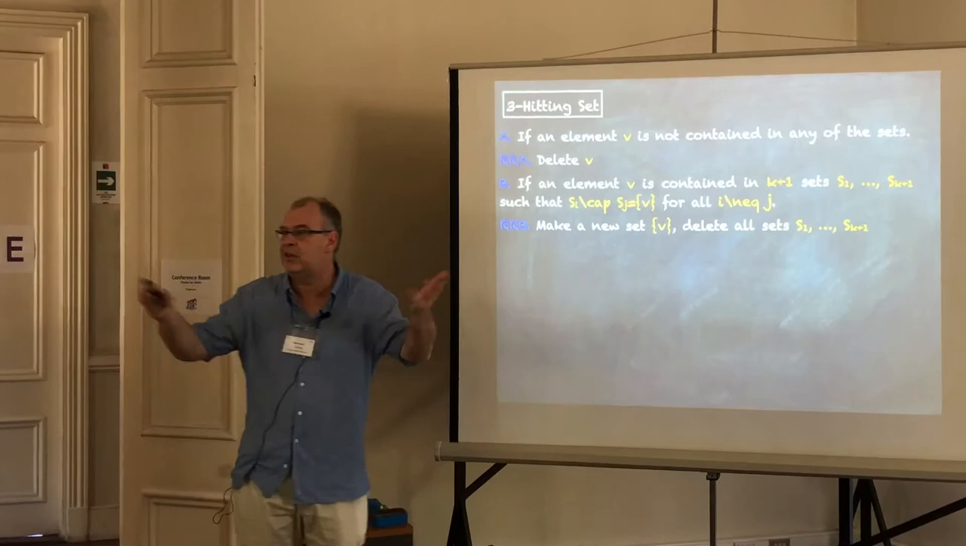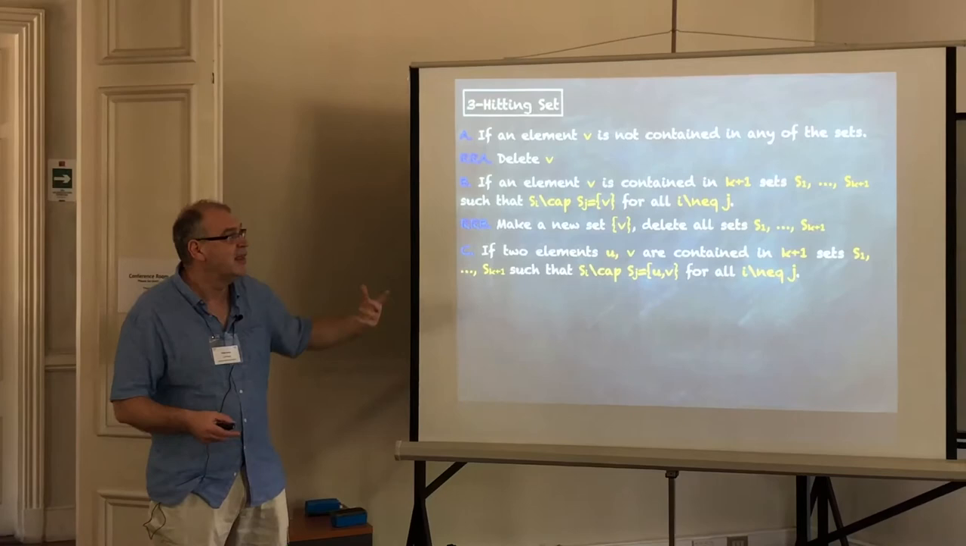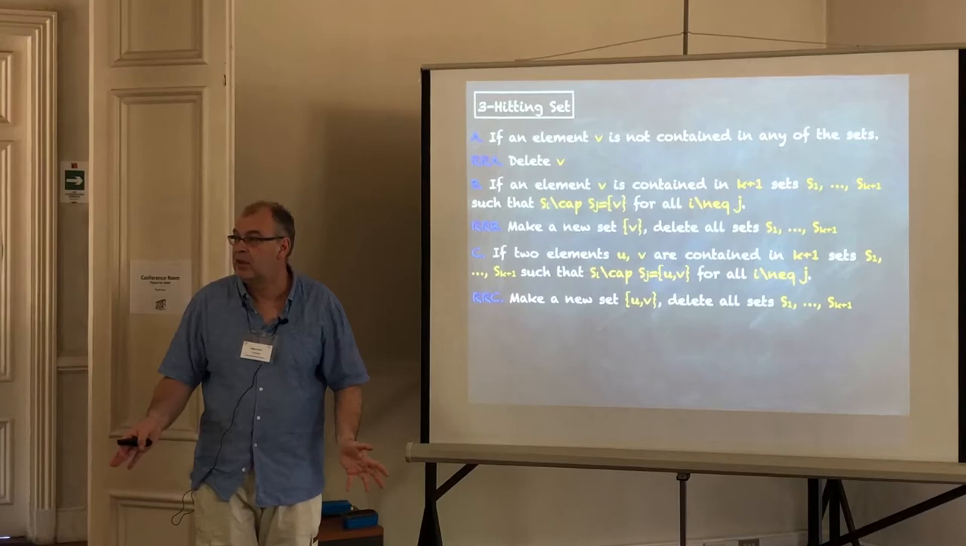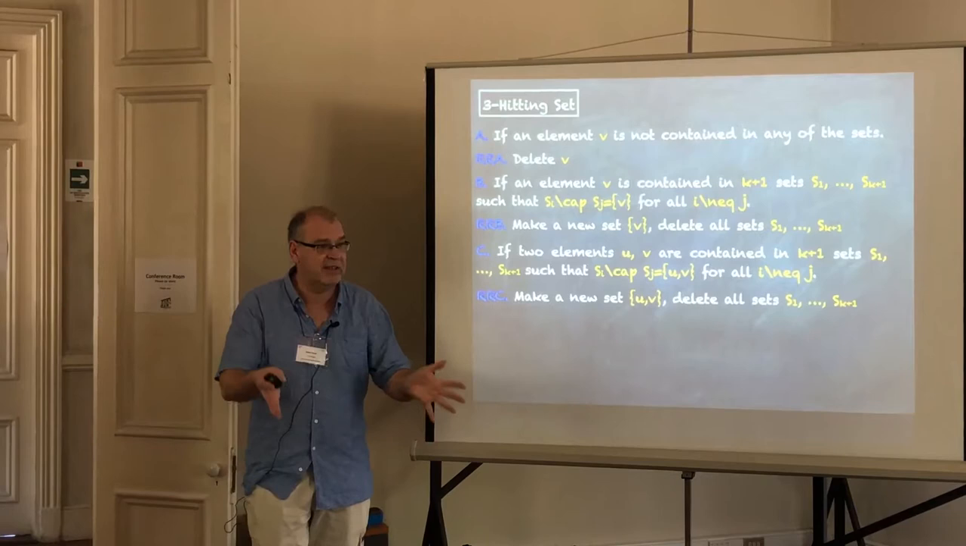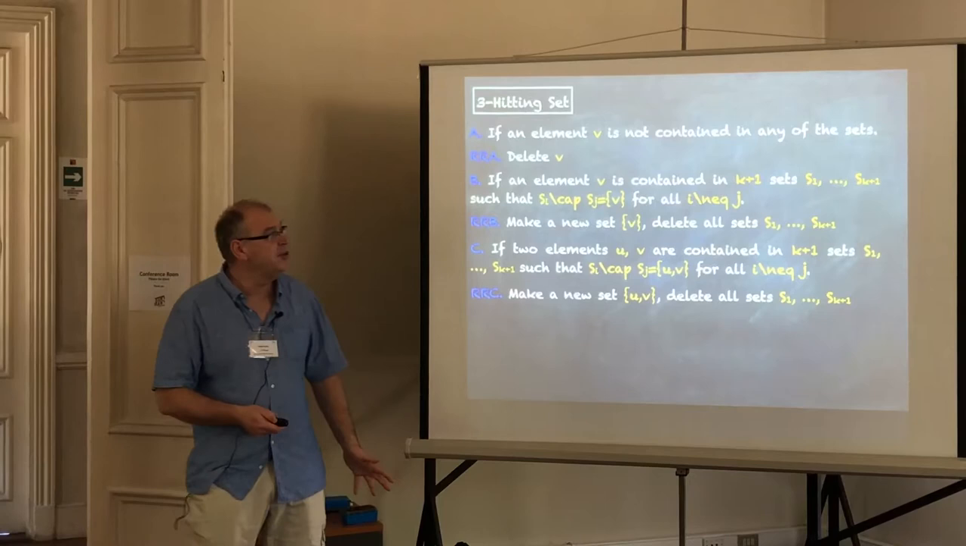And I do the same trick for the third case, when I have two elements which are contained in k plus one sets, and actually this is the only intersection of these two sets. Then I can make a new set out of these two elements and delete all remaining sets. So this is more or less the same bus kernelization as for vertex cover, just done for 3-Hitting Set. For vertex cover it was quite easy to estimate the size of the kernel.